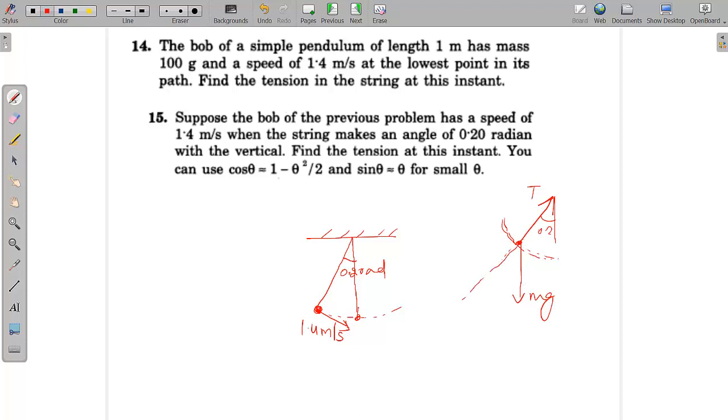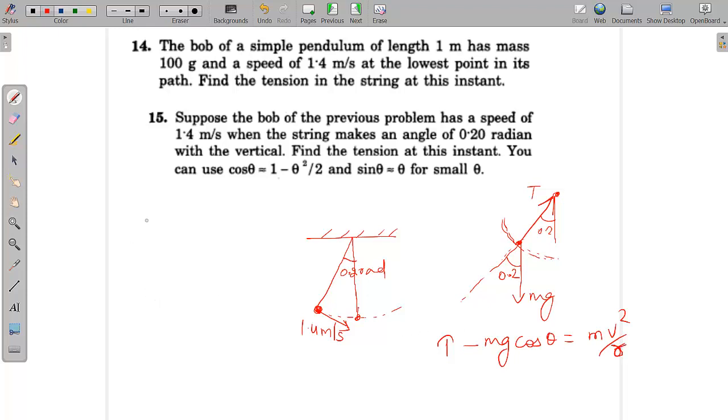So this was angle 0.2. T. No, we have to see always towards the center here. You have to understand all the forces you have to take towards the center. T is there. T minus mg cos theta. So now the thing is, this way you have to solve it. You understood, no? What you have to do?